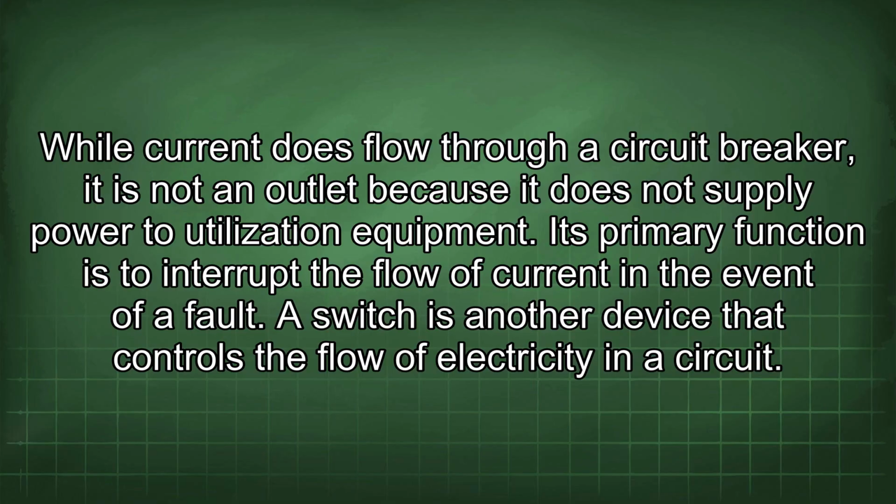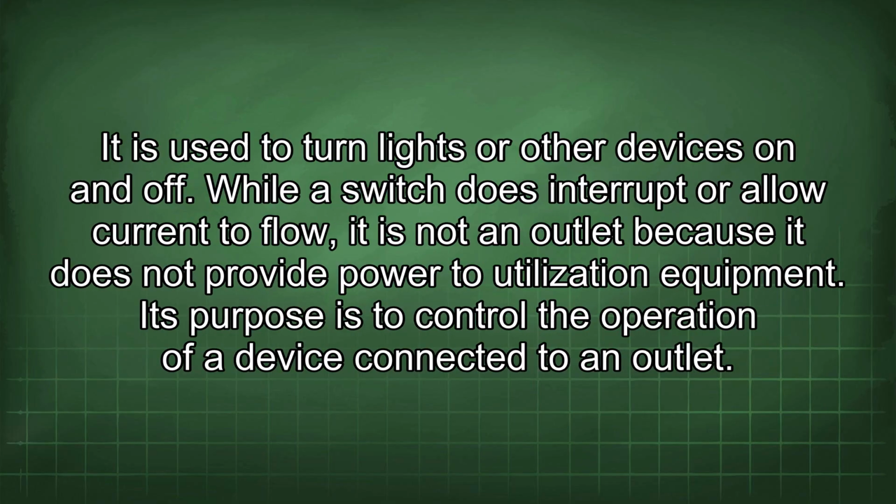A switch is another device that controls the flow of electricity in a circuit. It is used to turn lights or other devices on and off. While a switch does interrupt or allow current to flow, it is not an outlet because it does not provide power to utilization equipment. Its purpose is to control the operation of a device connected to an outlet.